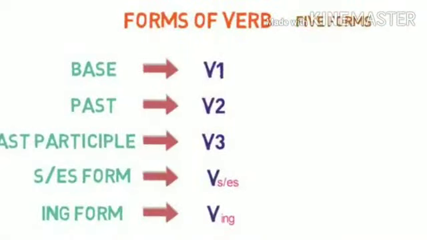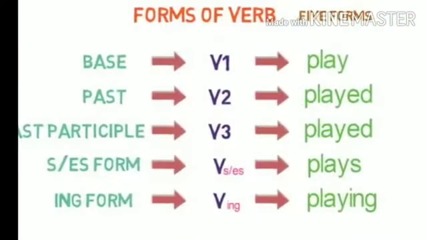Now let us look into an example of the verb play. The base form of play is play. The past form of play is played. The past participle form of play is played. The ES form is plays. The ING form is playing.